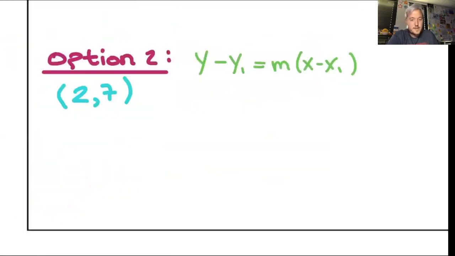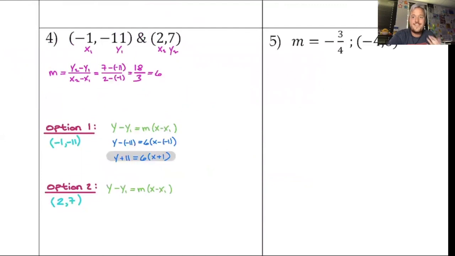All right, and then for a second option, we're using the other coordinate. So remember, it doesn't matter which one you use. You can use either one. I'm just doing both so that you can see whichever one you used if you got it right.